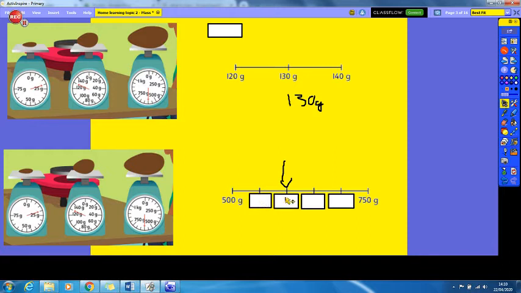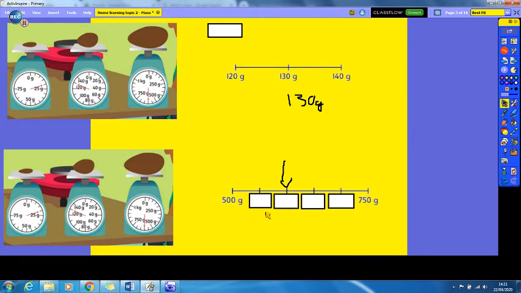Let's try tens. 510, 520, 530, 540, 550. No, it's not tens. Let's try 20s. 500, 520, 540, 560, 580, 600. No, so it's not 20s. I'll try 50s. So 500, 550, 600, 650, 700, 750.